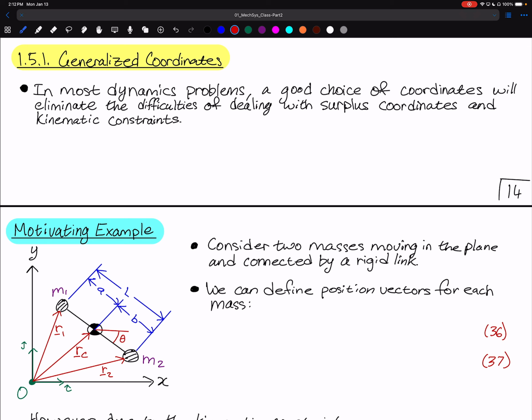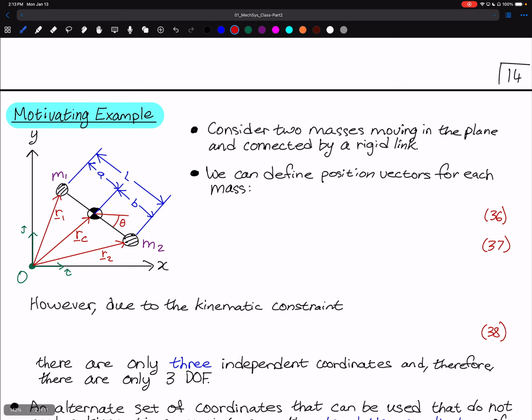Okay, so in most dynamics problems, a good choice of coordinates is going to eliminate a lot of difficulty. For example, in the pendulum, if you choose to use theta rather than x and y, that's going to drastically simplify the analysis. And so the goal when you're choosing generalized coordinates is to eliminate the difficulty that arises when you have extra coordinates and those kinematic constraints. We're going to just take a look at a motivating example here.